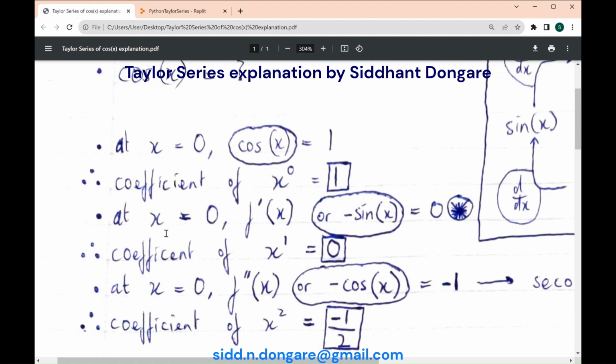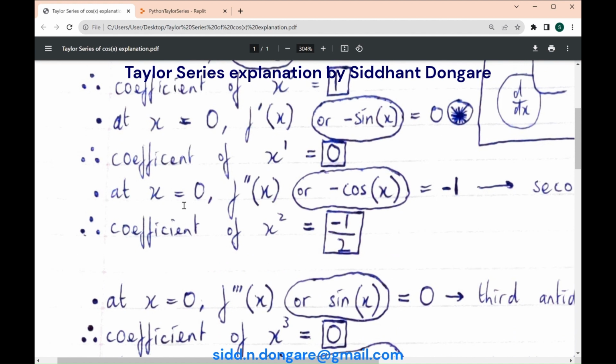Now you can repeat this. At x equals 0, once again, f prime of x, the derivative of the function, or minus sine of x, is equal to 0. Now, 0 differentiates from 0x plus c, and this c we already know to be 1 from the previous step. So what we have so far is 0x plus 1. So that way we know that the coefficient of x to the 1 is 0. We can repeat this step further, including the second order derivative.